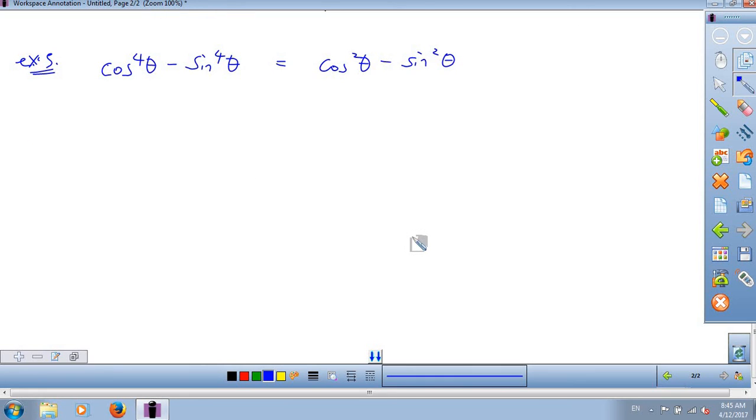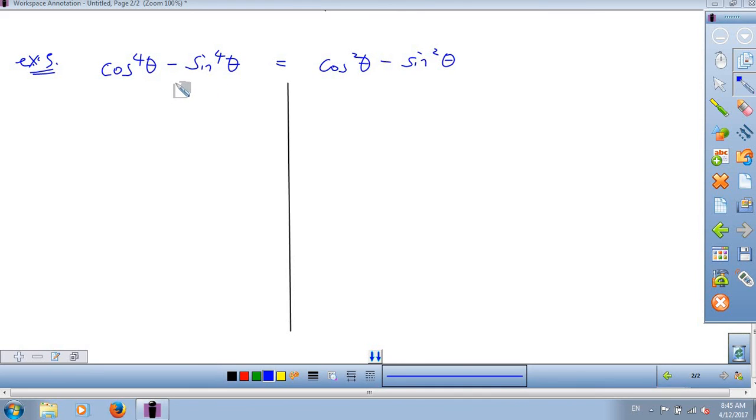Alright, let's look at example number 5 here. Cosine to the 4th power theta minus sine to the 4th power theta equals cosine squared theta minus sine squared theta. Now I want to show you this example because this requires us to do some other techniques. It requires us to factor. Okay, so how do we factor cosine to the 4th power minus sine to the 4th power?